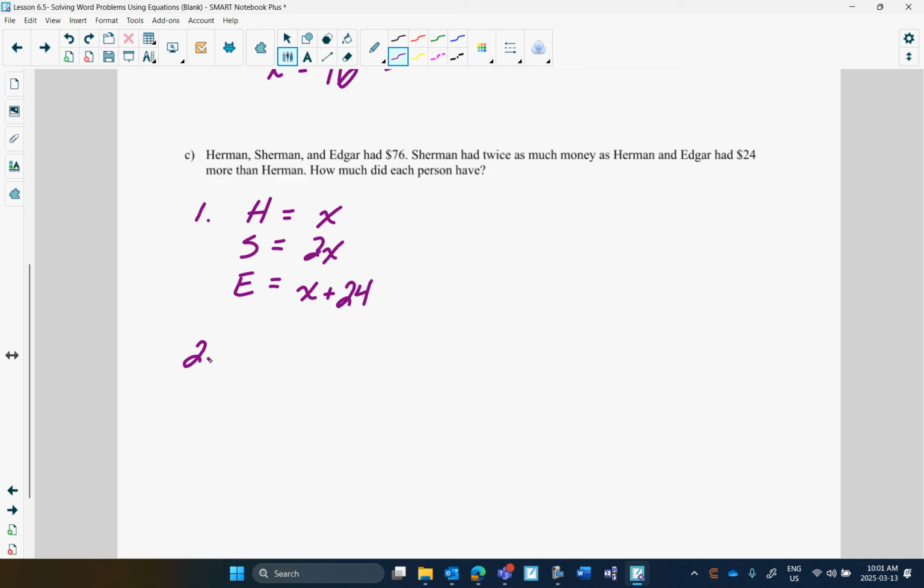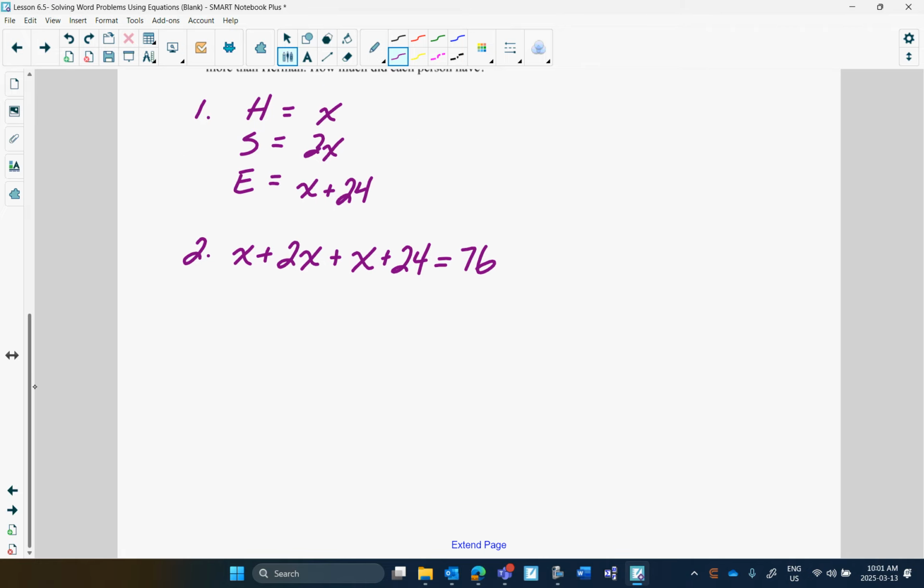What's the equation? X plus 2x plus 24 equals 76. Exactly. If I add all of these up, it equals the total amount they have together, which the question tells me is $76. Well, before I start moving things, I can simplify. I can combine these three to make what? 4x.